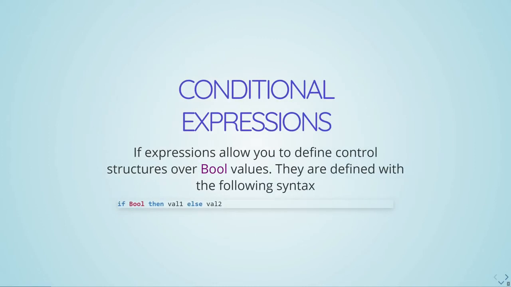The most common form of a conditional that you'll see in many other programming languages are if expressions, and they're generally defined with the following syntax. If some Boolean expression, then some other expression that returns a value val1, else some other expression that returns a value val2. Which of these two values, val1 or val2, gets returned depends on the result of the Boolean expression. So if the Boolean expression is true, it'll return val1. If it's false, it'll return val2.